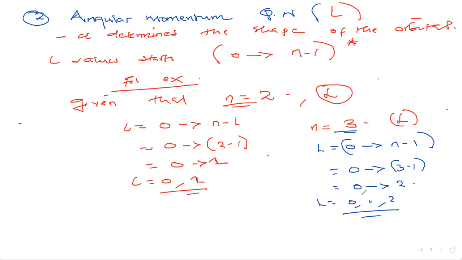So that's how you basically get the value of L. Angular momentum is dependent on the value of n. You have a lot of values of L as long as n is also large. For example, if n is equal to 4, your angular momentum will range from 0 to 3, because the last value must be n minus 1. Right, so let's go to the next board and look at the third quantum number.